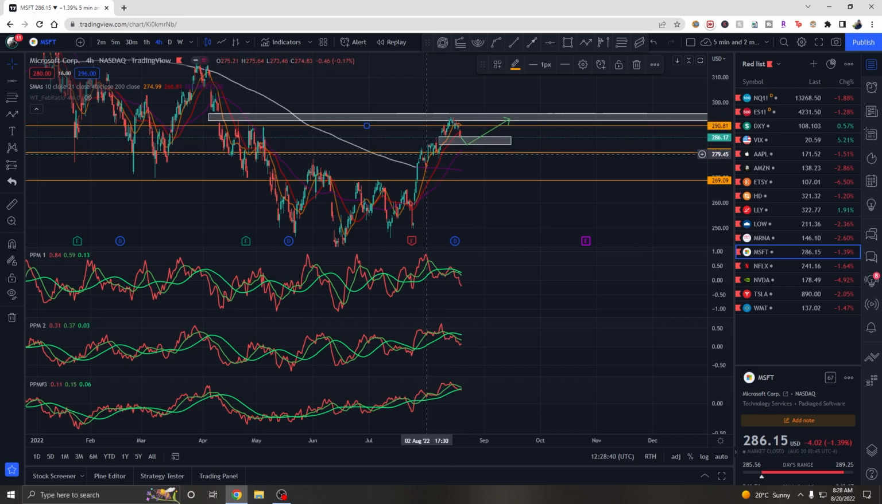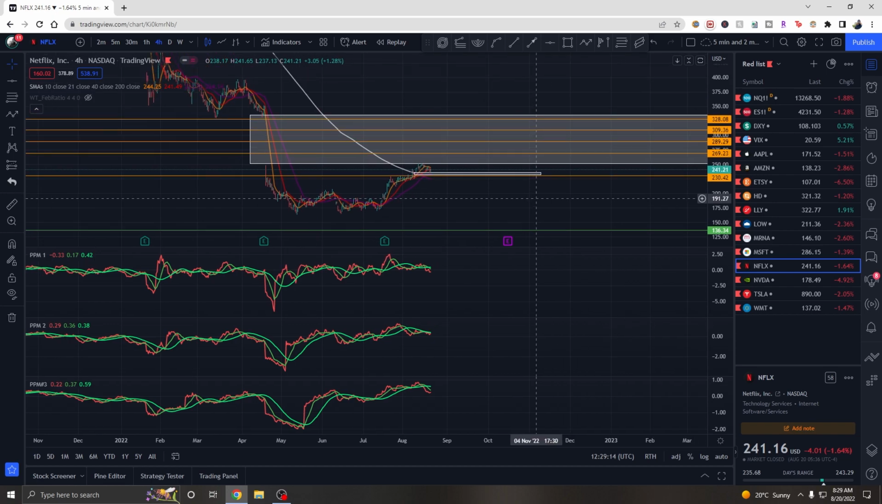Now the next level to watch for, if we couldn't get a bounce from there, is this one at 280, and you might expect to see a bounce back from there towards 283 pretty quickly. Netflix behaved exactly like what I expected it to do.